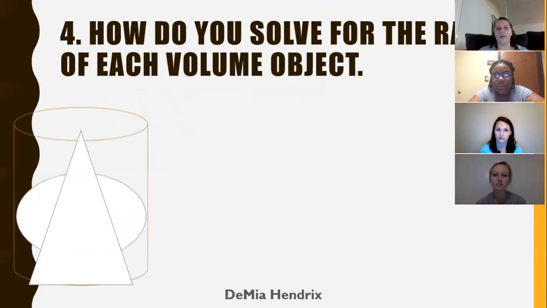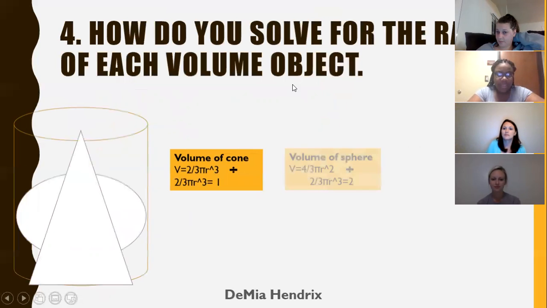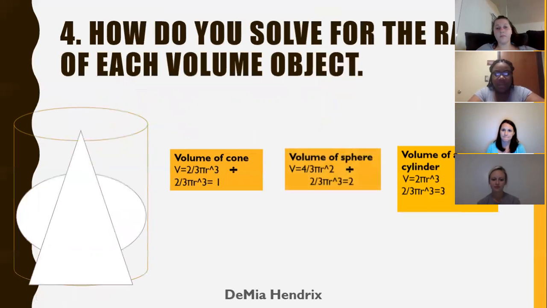How do you solve for the radius of each volume object? Yes, okay. So if you look at our shapes here, we have 3 different shapes: a cone, a sphere, and a cylinder. So when you're looking at the volume of the cone, you're going to do V equals 2/3 pi r cubed, and you're going to divide that all by 2/3 pi r cubed. So if you look at that, you're dividing it by itself, and then you're going to get 1. So that's your volume for the cone.